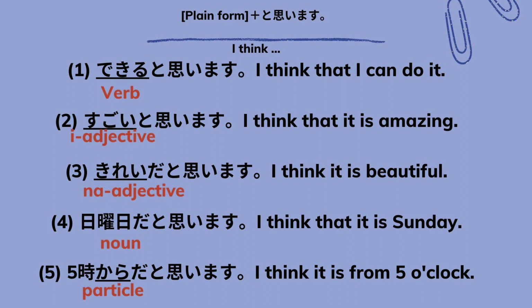The next one is na adjective. Our example here is kirei da to omoimasu. I think it is beautiful. Number 4 is noun da to omoimasu. Our example here is nichiyobi da to omoimasu. I think that it is Sunday. And next is particle da to omoimasu. Our example here is goji kara da to omoimasu. I think that it is from 5 o'clock.